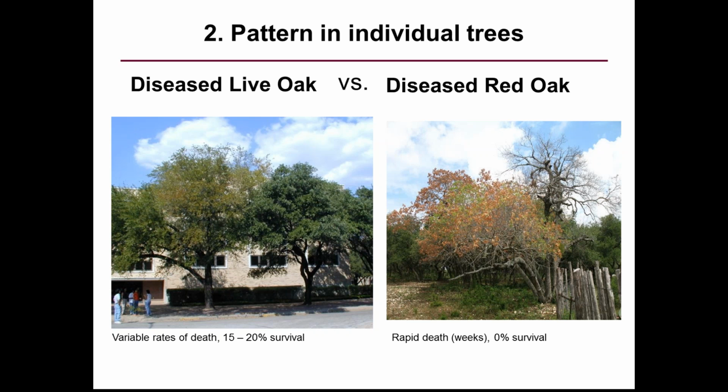Now, this tree on the left, however, does have a 15 to 20% chance of survival, and it will probably be 12 to 14 months before we know whether it's going to die completely or be one of those in the survival category. This is what I talk about when I say that the disease rate of death in individual trees in live oak is more variable.